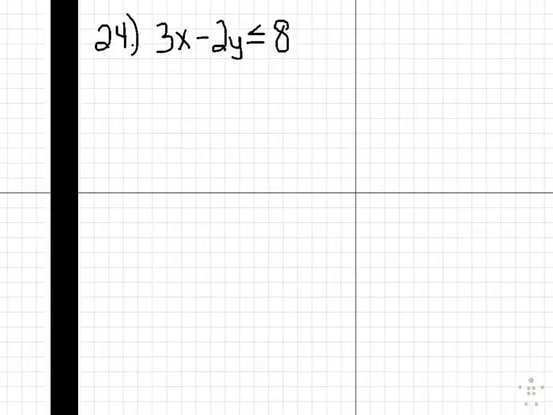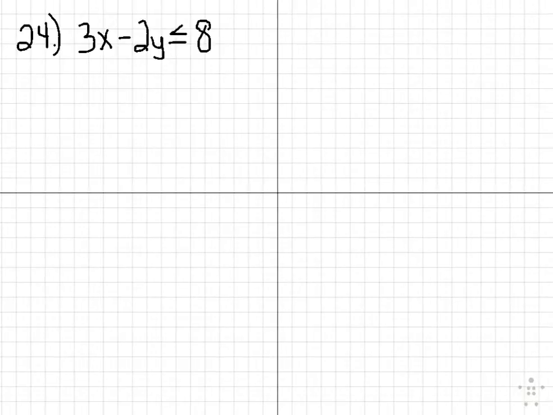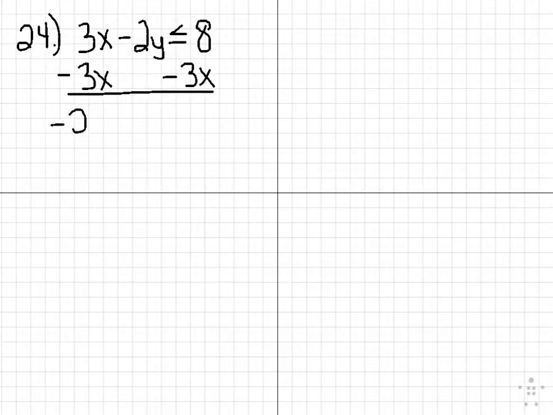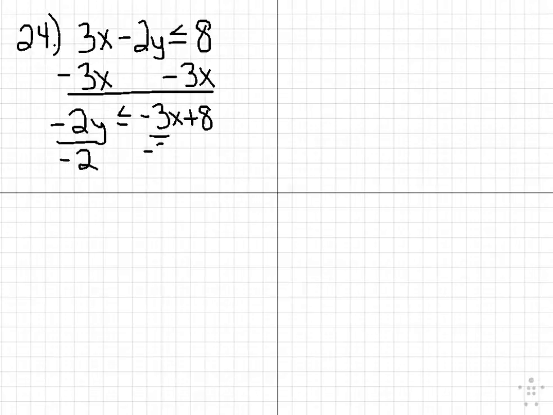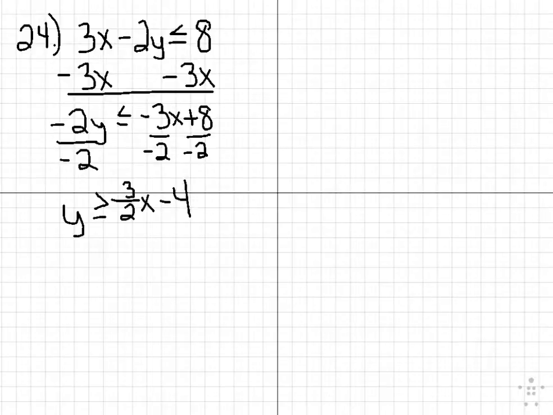Moving on to question number 24. I have to graph this, so I want to put it in slope-intercept form, which means you just solve for y. So I get negative 2y is less than or equal to negative 3x plus 8. Divide by negative 2. And when you divide by a negative, that switches your inequality symbol. So you get y is greater than or equal to 3 over 2x, and that's minus 4.